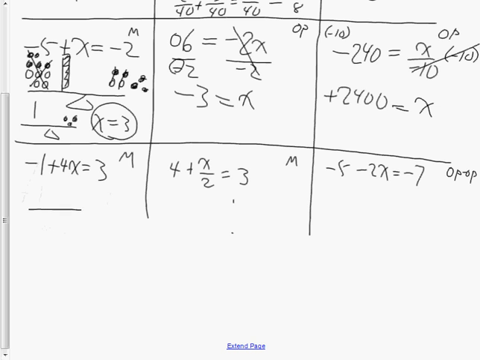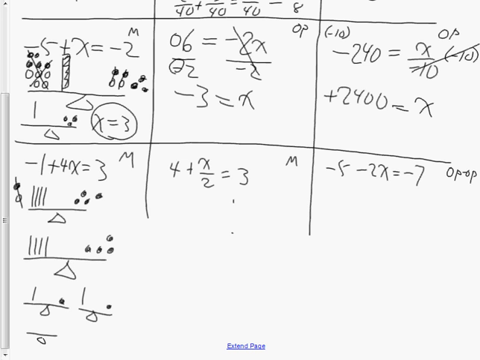So modeling it, I want to make my scale a negative 1 and 4x equals positive 3. I'm going to get rid of my constant by adding 1 to both sides. That leaves me with 4x equals 4. And if 4x has the weight of 4, then each x would have a weight of 1. Divide the 4x's into smaller scales, and I'd have x equals 1.